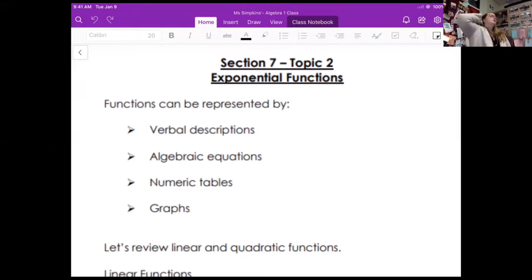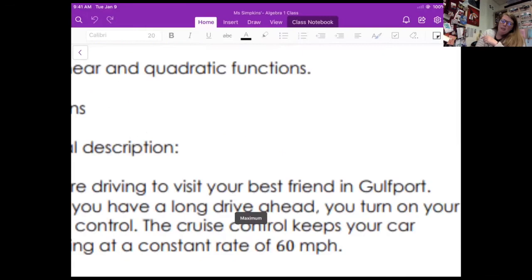We're going to talk about the two types of functions we've already learned. One of those is linear and the other one is quadratic. First thing, we can represent all these in four ways: a word problem, an equation, a table, and a graph. So that's four ways that we can talk about functions. Let's talk about linear first.